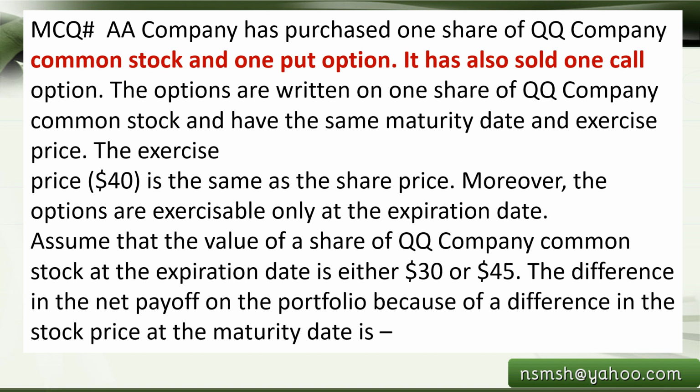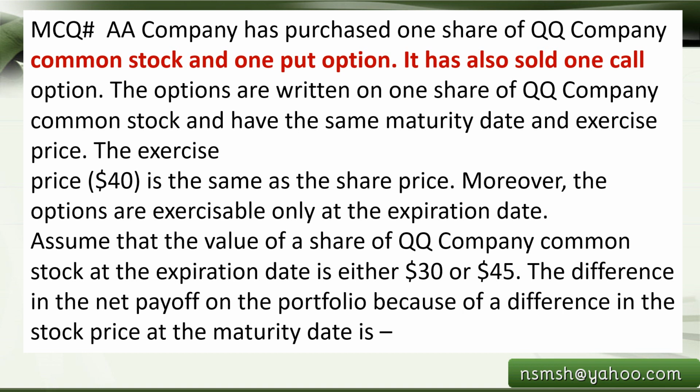A company has purchased one share of QQ company common stock and one put option. It has also sold one call option. The options are written on one share of QQ company common stock and have the same maturity date and exercise price. So the exercise price is $40. It is given already. It is the same as the share price also. Moreover, the options are exercisable only at the expiration date.